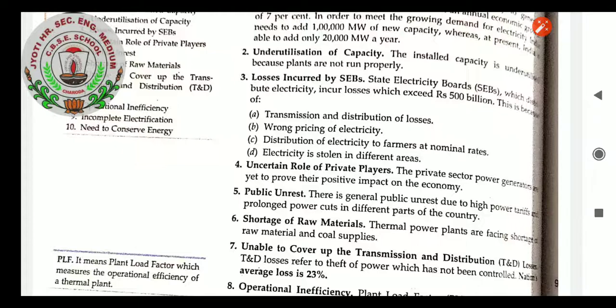Uncertain role of private sector: private sector power generation players are yet to prove their positive impact on the economy. Public unrest: there is general public unrest due to high power tariffs and prolonged power cuts in different parts of the country. Shortage of raw materials: thermal power plants are facing shortage of raw materials and coal supplies. We all know they are unable to cover the transmission and distribution losses. The transmission and distribution losses refer to theft of power which has not been controlled. The nation's average loss is 23%.